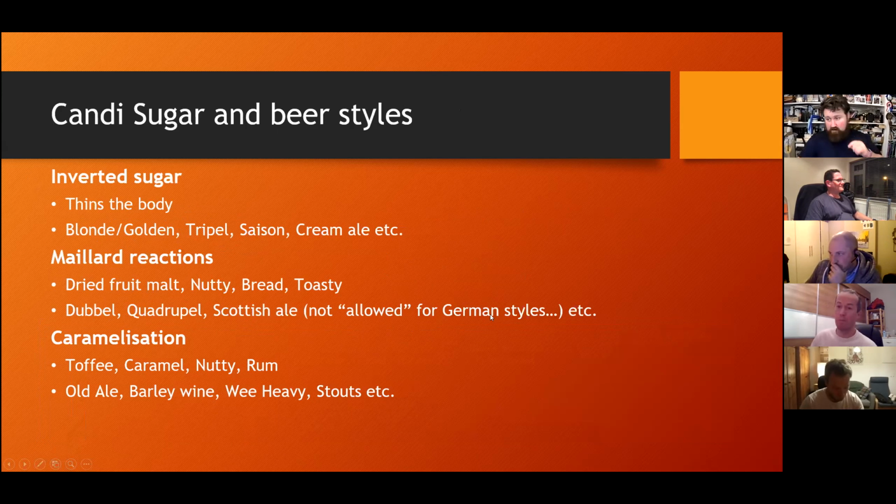Doppelbocks are actually a celebration of Maillard reactions, but they do that through their malt, not actually through sugar. Caramelization, we use this a lot. In old ales, barley wines, wee heavy, stouts, we do that through malt, and we do that through sugars as well.